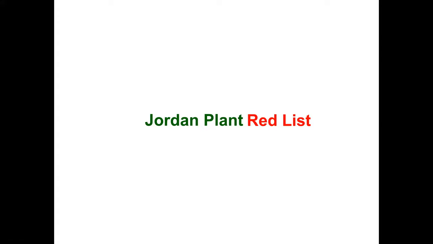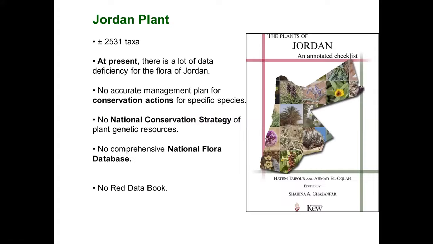introducing some facts about the flora of Jordan. In 2017, the Royal Botanic Garden of Jordan, in cooperation with the Kew Botanic Garden, published an annotated checklist to document all Jordanian flora. So far, a total of 2,531 plant species were recorded in Jordan.